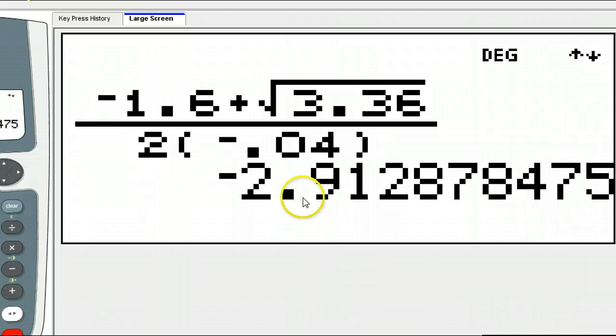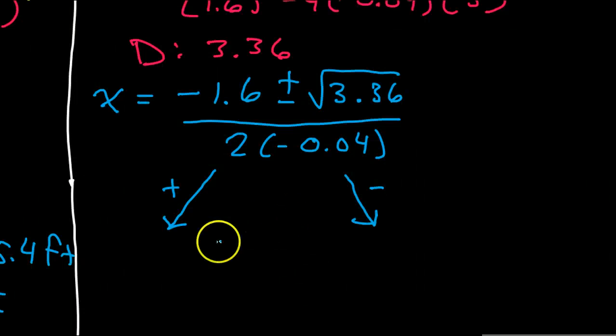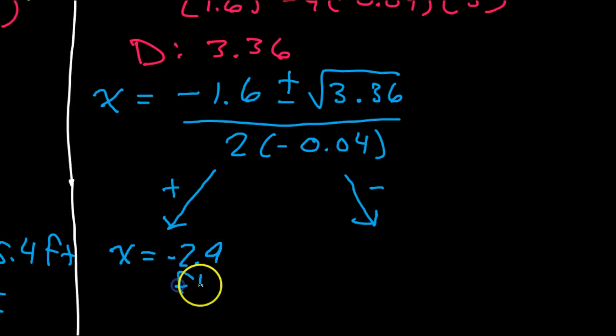Okay, so that gives us negative 2.9 feet. Alright, which does not make any sense at all. Negative 2.9 feet. That's behind us, okay? That's backwards feet. So in the context of this problem, it's ludicrous. So that one's extraneous, okay? No negative feet. So it must be the other one.